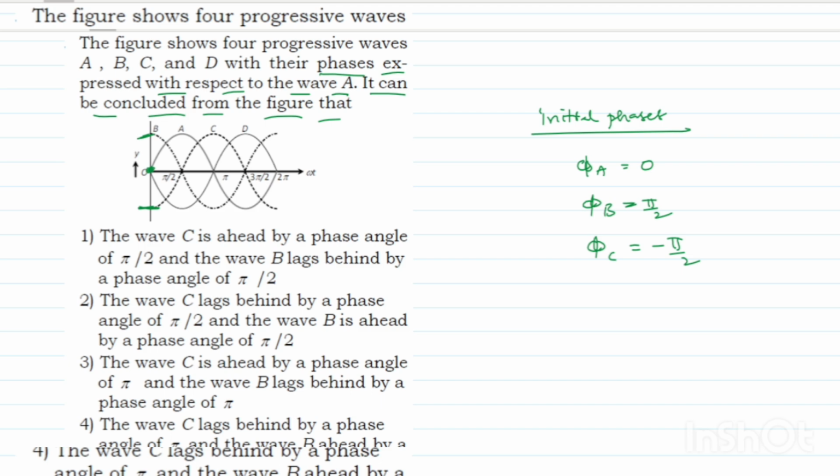Now look at the options. The correct option is: C is lagging behind by a phase angle of pi by 2, so C is lagging by an angle of minus pi by 2. And wave B is ahead by a phase angle of pi by 2. They are asking this with respect to A. With respect to A, C is lagging by minus pi by 2 and B is ahead of A by pi by 2. Right. So the second option is the correct answer.